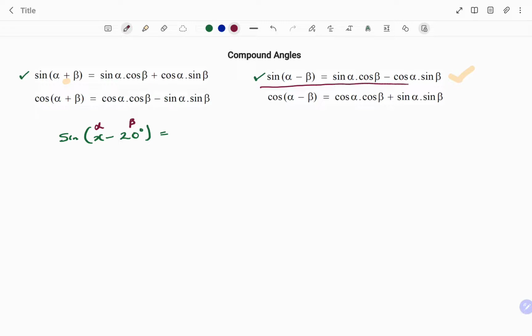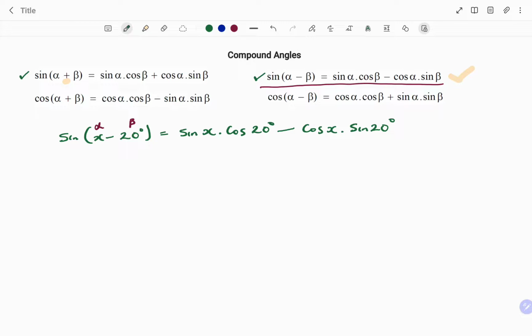So using exactly this expansion, I have sine alpha. In this case, that will be sine x, because x is alpha, remember, multiplying cos beta, that will be cos 20 degrees. Then I have my minus cos alpha, cos x in this case, multiplying sine beta, that's sine 20 degrees.